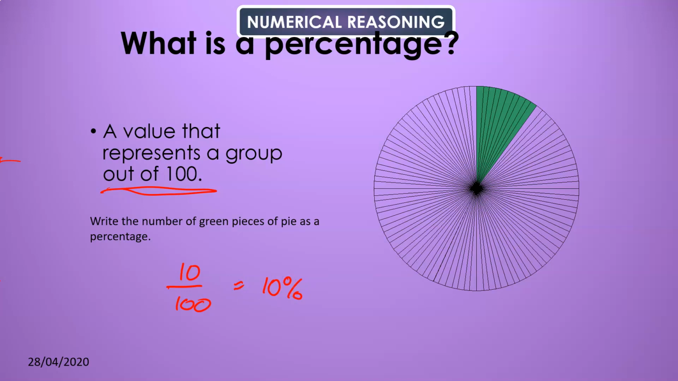And the percentage sign is an interesting one. You'll notice that it's made up of a stick and two circles. Well, so is 100. And also, we've talked about before that that line could be representing divide. So percentage is just a number out of 100 or divided by 100.